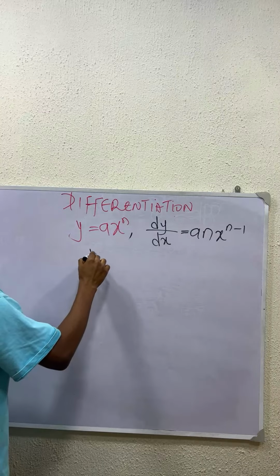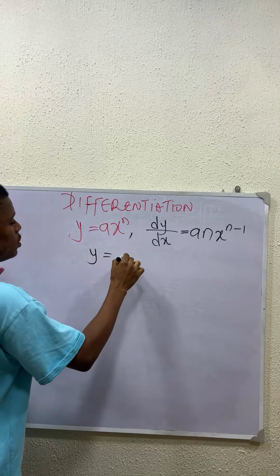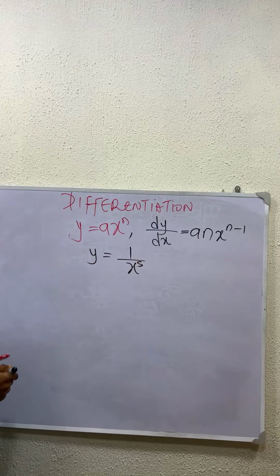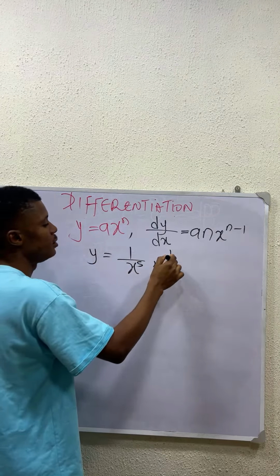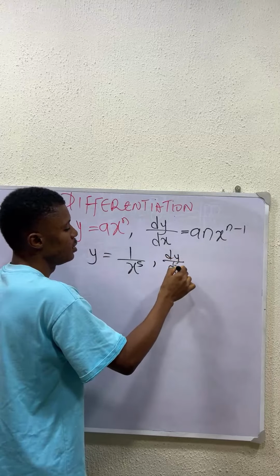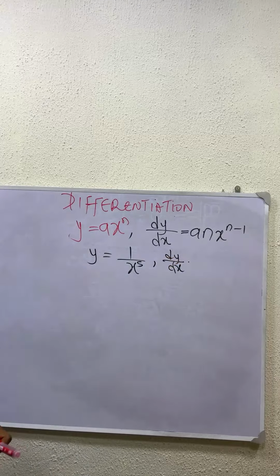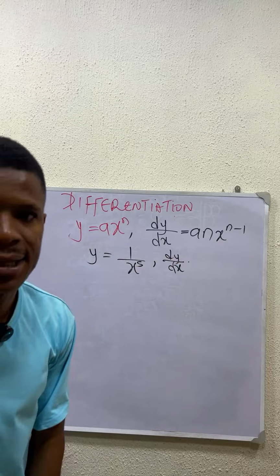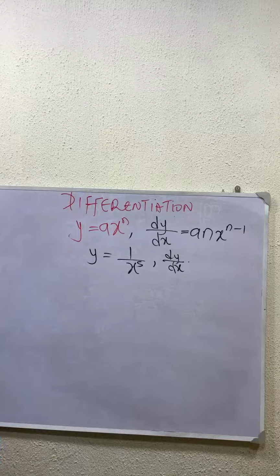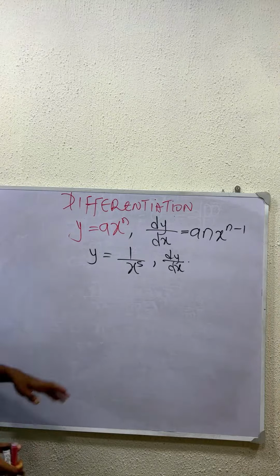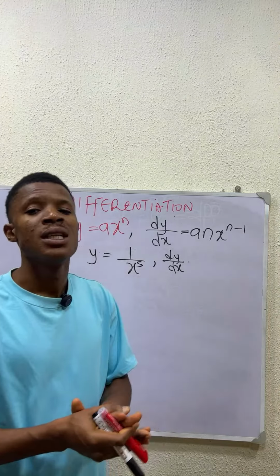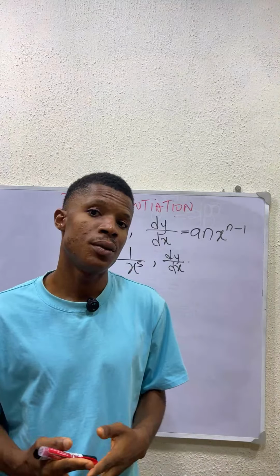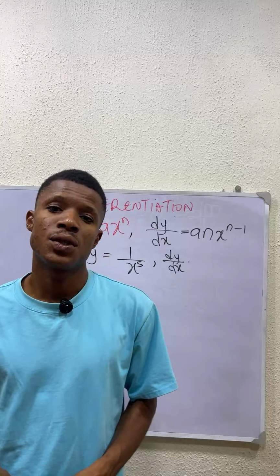Let's look at the next one. Let's say we are told that y is equal to 1 over x power 5. Here we are trying to find dy/dx, that is, differentiate the function y with respect to x. To do that, the first thing you have to do is understand some of the laws of exponents that you know.